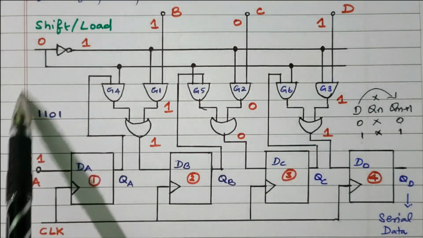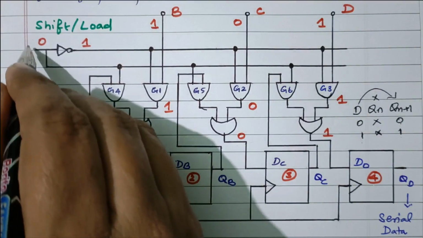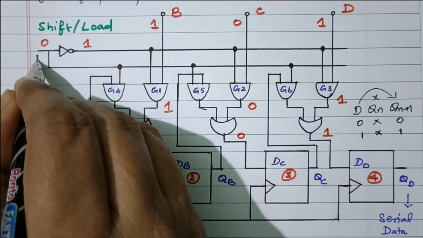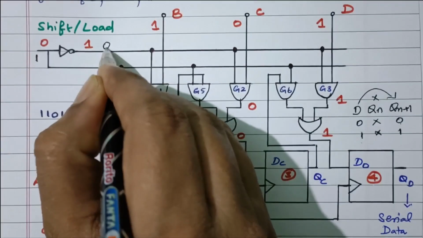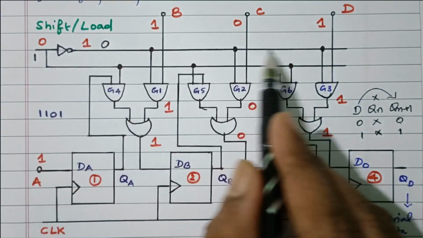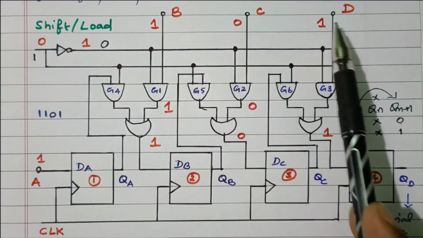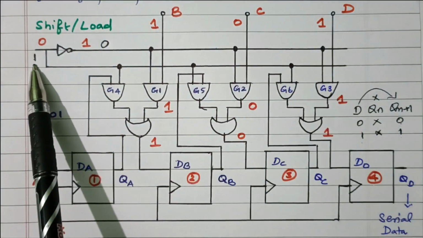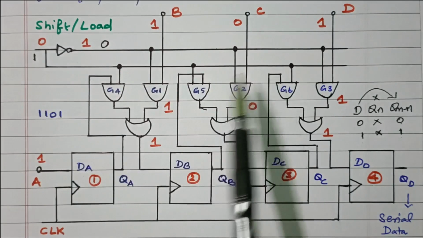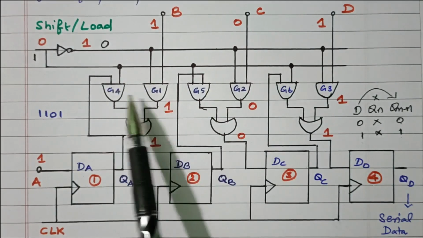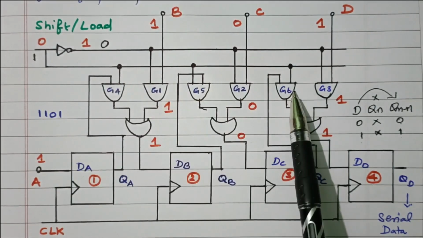Right. Suppose the line is 1. Suppose this input is 1. So what happened here? It becomes 0. So this line will be disabled, so G1, G2, G3 will be disabled. We cannot load the data. Here the line is 1. The second line now becomes 1, and that is connected to G4, G5, G6.